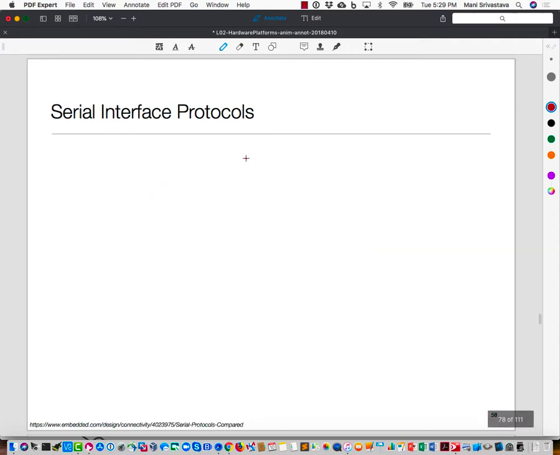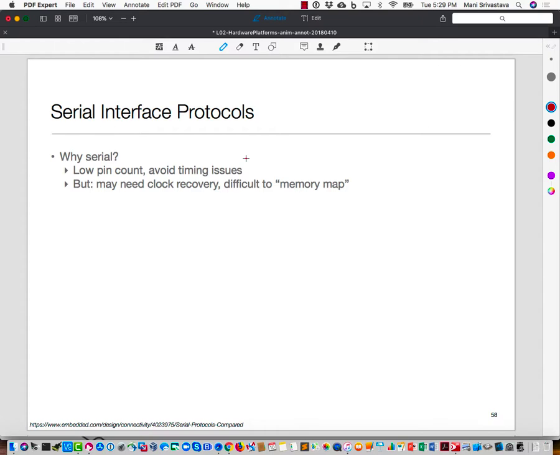Okay, so now let's look at the serial interface protocols. So why serial? We talked about low pin count, avoid timing issues, but may need clock recovery. I talked about that it's perhaps a good idea to not even send a clock, but then I have to figure out the clock from the other side. Like you're sending me the bits, what rate are you sending me? What was your clock frequency so that I can look at the signal at the right time? It's also difficult to memory map.